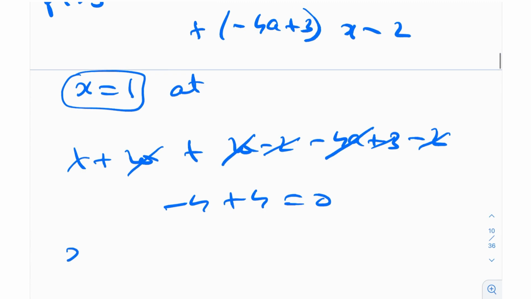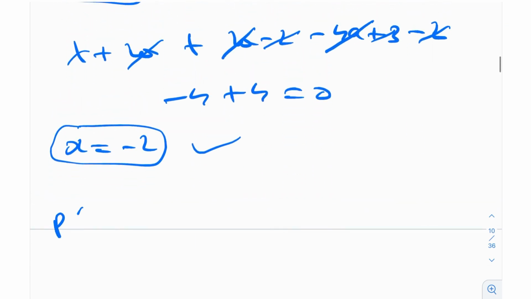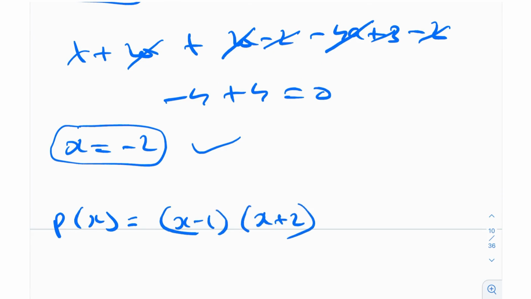Now similarly, x equals minus 2 is also a root, and you can just check this out yourself, with a similar idea. So basically, p of x will be (x minus 1)(x plus 2) times some other polynomial, let's call it q of x. And it's very easy to find this q of x. You just perform long division.